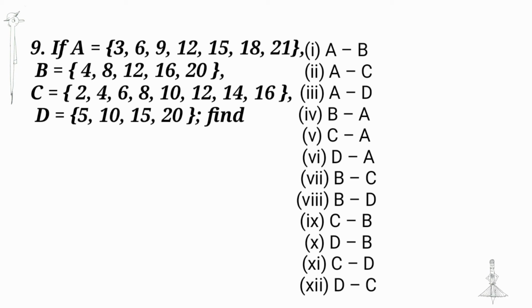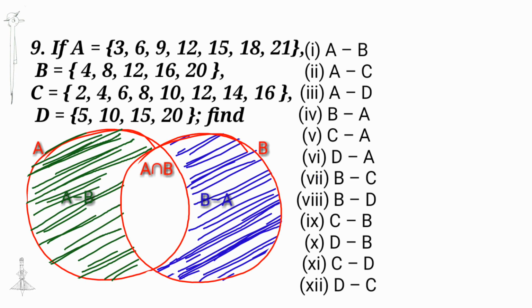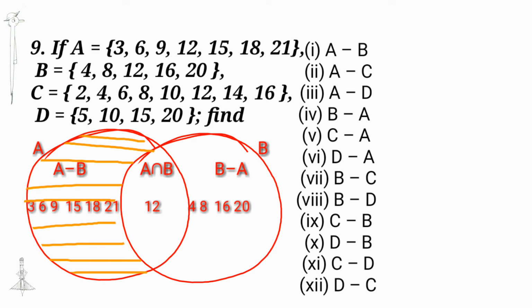If A is equal to {3, 6, 9, 12, 15, 18 and 21}, B is equal to {4, 8, 12, 16 and 20}, C is equal to {2, 4, 6, 8, 10, 12, 14 and 16} and D is equal to {5, 10, 15, 20}. Find A minus B. We get set {3, 6, 9, 15, 18 and 21}.